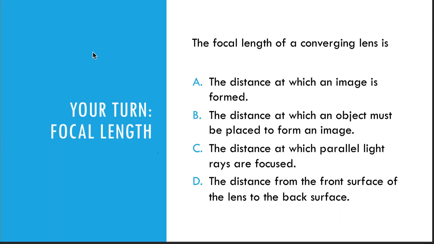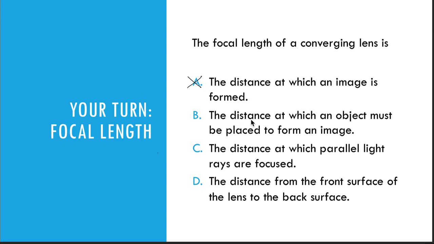Let's look at one final question here to see if we understand the definition of the focal length. So let's just look at each one by one and see why it is or is not a good choice. The focal length of a converging lens is a distance at which an image is formed. So that is not a good choice, because the image is only formed at the focal point if the incoming rays are parallel. Otherwise, the image can be formed anywhere else.